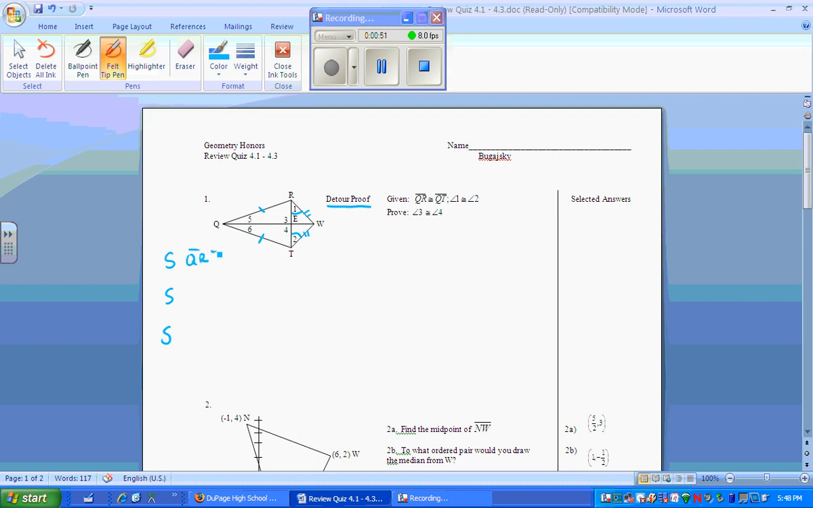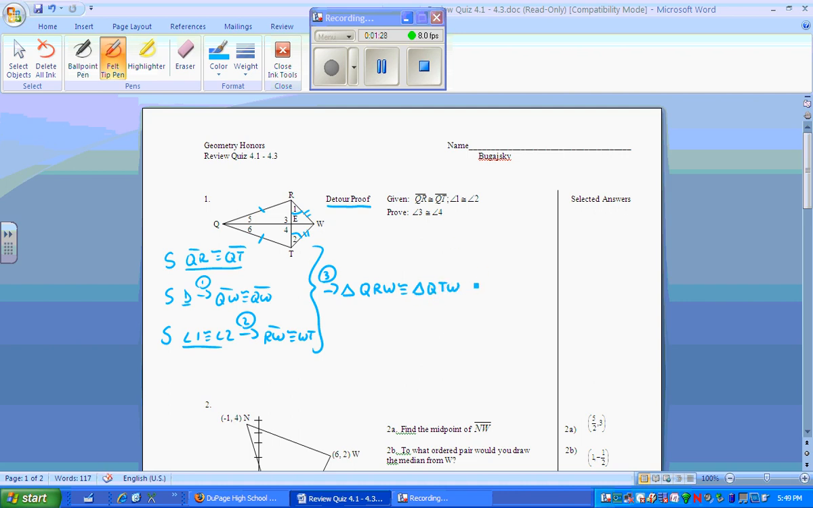So QR is congruent to QT, given. From the reflexive, reason 1, QW is congruent to QW. And from angle 1 being congruent to angle 2, reason 2, if angles then sides, RW is congruent to WT. These three give us reason 3, triangle QRW congruent to triangle QTW.